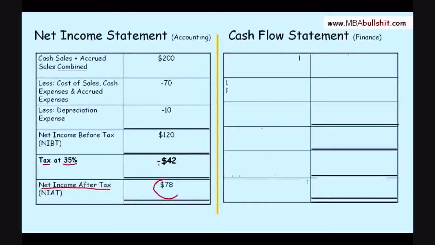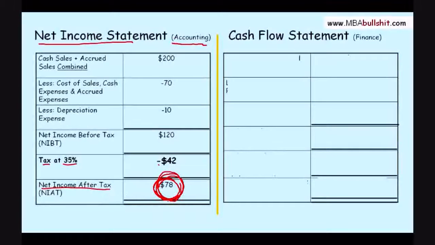So here, we have the net income after tax, and as far as accountants are concerned, this is the most important part of the net income statement, right? The reason why you make a net income statement is because you want to find out your net income after tax. Now, very important.